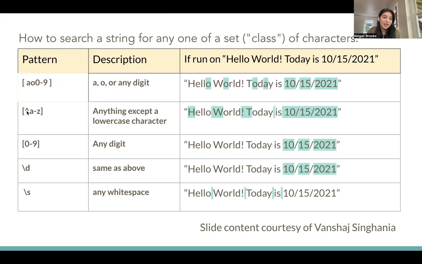Additionally, we have the caret. When we enclose this in brackets, it's saying we are matching anything except whatever pattern follows. So in this case, we have the caret and then lowercase characters, so we're matching anything except lowercase characters. And when we run this on our string, we see that it matches all uppercase characters, white space, punctuation, and digits, essentially anything except lowercase.